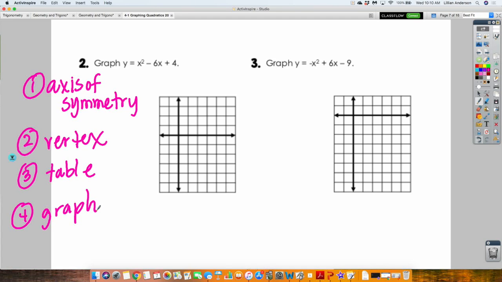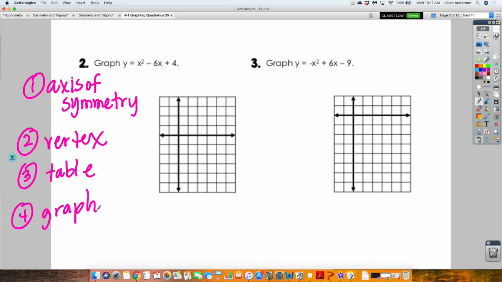What will be some good points to plug in for the left side? -2, -3, all the way over here. Remember, I started at 1. 0 will be good. -1. Then maybe -2. But since this is symmetric, the point that's over here is going to be the same distance away from the axis of symmetry as this point on this side.